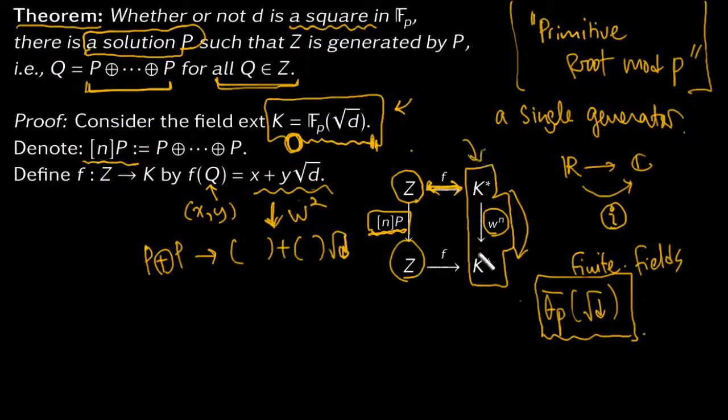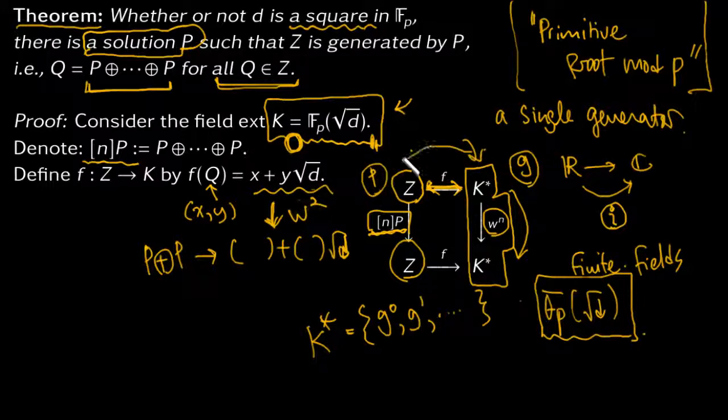K star is cyclic: there is one single element g such that if you consider all the powers of g, it's going to eventually repeat. And not only is it repeating, it actually goes through all the elements in K star. Because of this bijection, the point that we started with corresponds to the primitive root that we figured out, and as we multiply it by n, it's going to go through all the points.